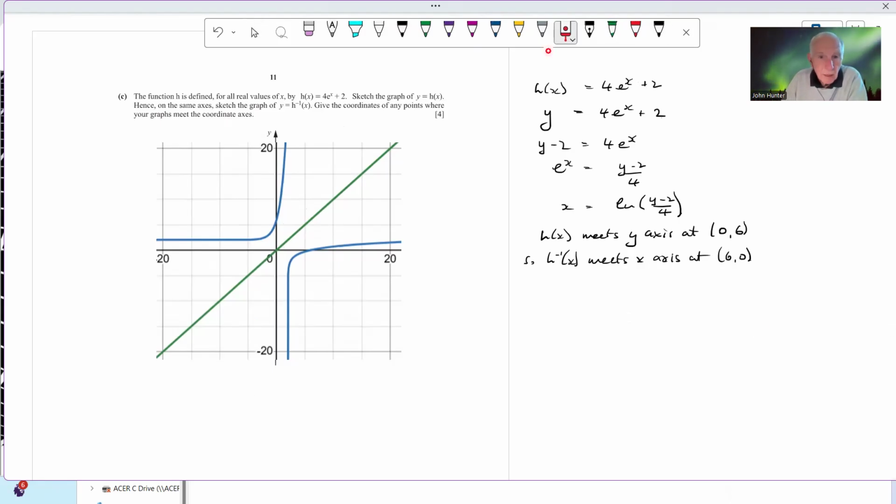It does say give the coordinates of any points where your graph meets the coordinate axes. So really, I should mark on there that this point is going to be (0, 6). Okay, just added that in. All right.